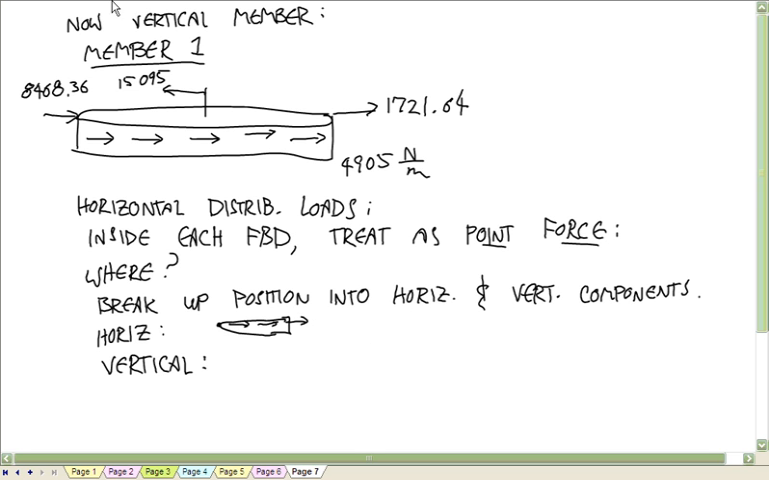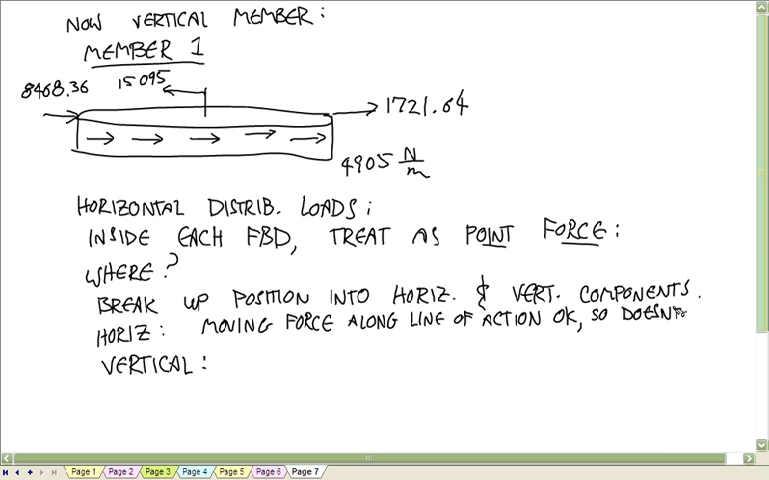So moving a force along its line of action is okay. So this doesn't matter. Okay, so the next question is, where do we locate it vertically? And that really has to do with what's causing the distributed load. So, what's causing the distributed load?